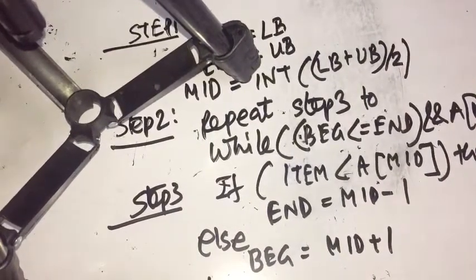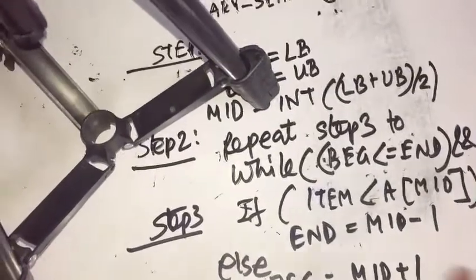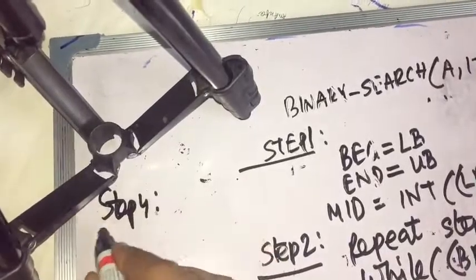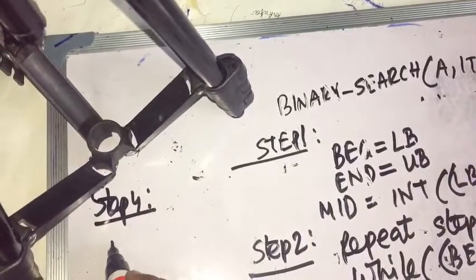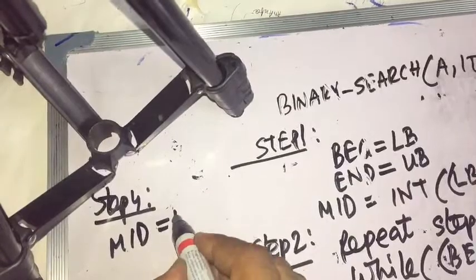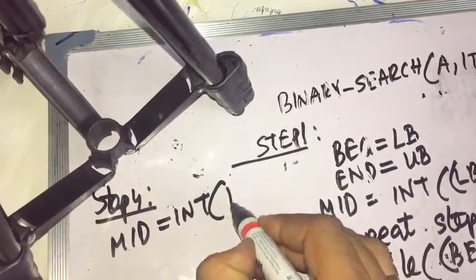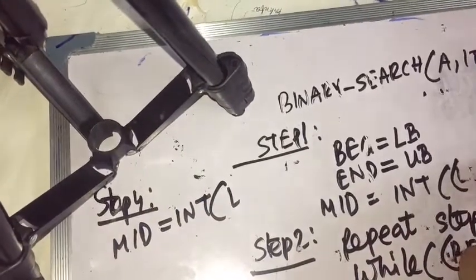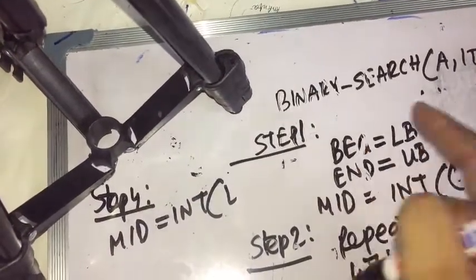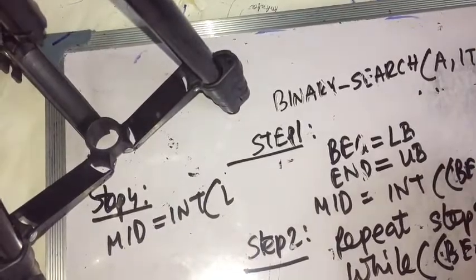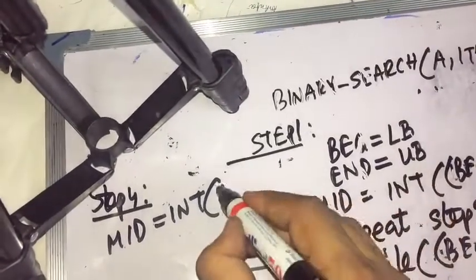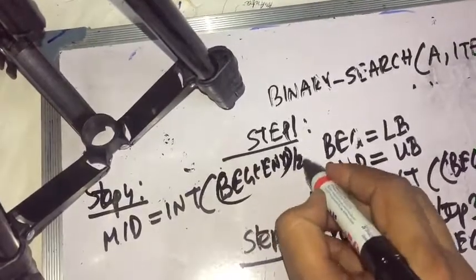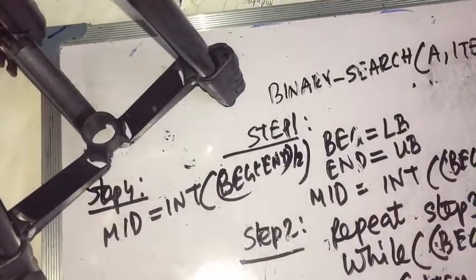This is the end of the if. Step 3. Now step 4. Step 4 consists of again finding mid equal to int of (beg plus n) by 2. Here you have to write beg plus n by 2, because LB is transferred to beg, so that is beg plus n by 2, and mid.